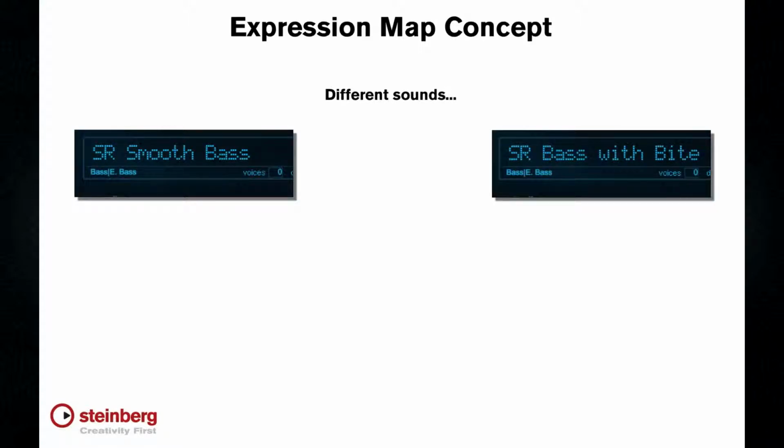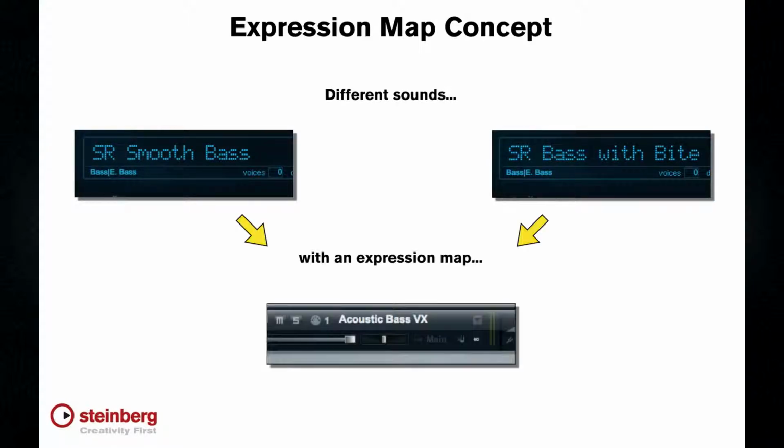Expression maps sound complicated, but they're pretty straightforward. An expression map allows you to trigger different versions of a sound to get more realistic results. The concept goes back to the first MIDI keyboards. Back then, keyboards weren't even velocity sensitive, so every note was played at the same volume.